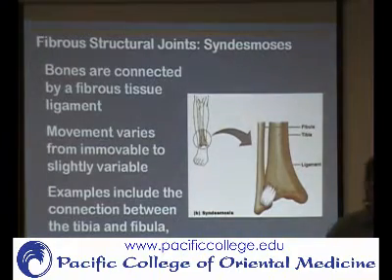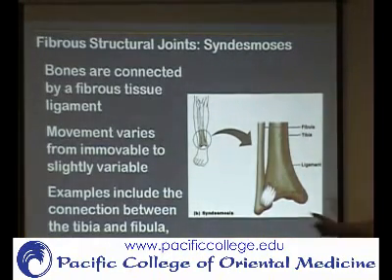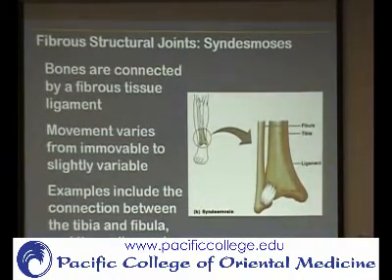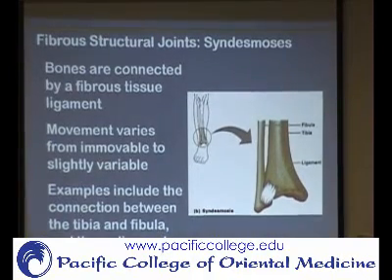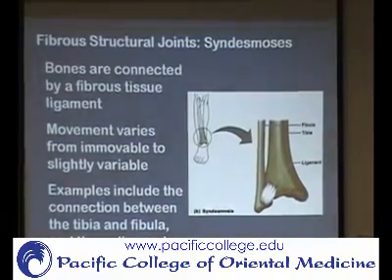And then these are the syndesmoses, which, like I mentioned, an example is here between the distal tibia and the fibula. Those joints are connected by a fibrous ligament, and they're not going to be moving that much. And you also have that between the radius and the ulna.